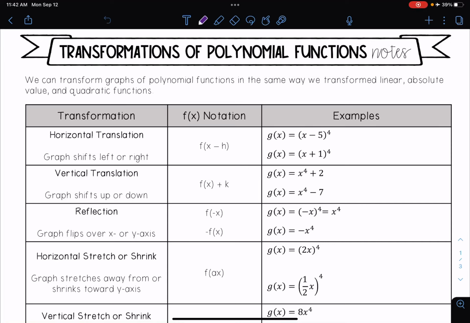Hello everyone, today we're talking about transformations of polynomial functions. So we can transform graphs of polynomial functions in the same way we transformed linear, absolute value, and quadratic functions.